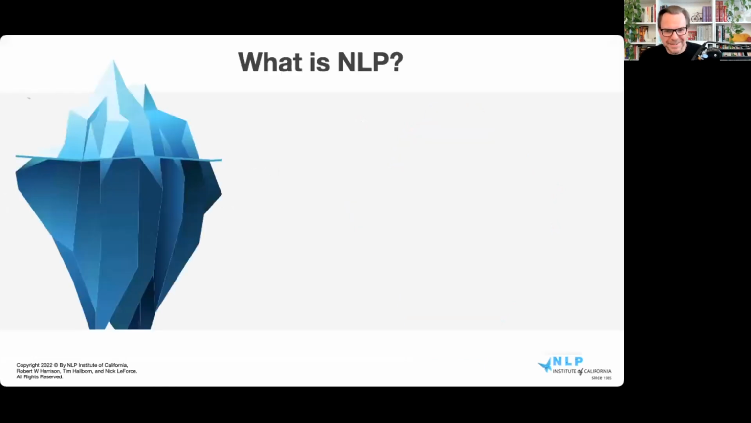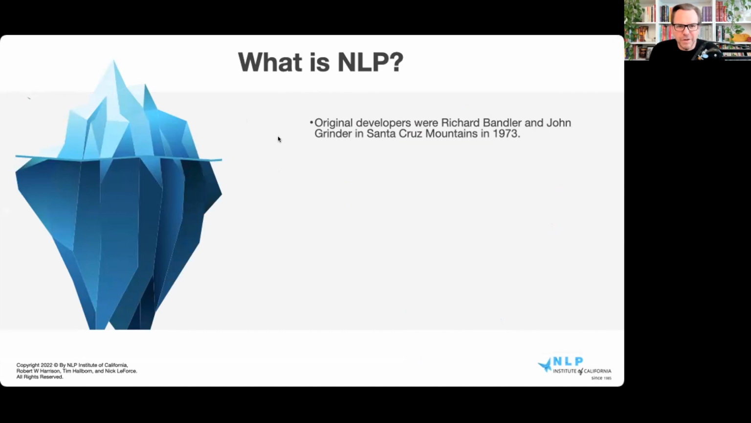So what is NLP? NLP is short for Neuro-Linguistic Programming. It was originally developed by Richard Bandler and John Grinder in the Santa Cruz Mountains in 1973, as I heard it, over a bottle of red wine. At the time, Richard Bandler was a grad student and John Grinder was his professor. He was a linguistics professor. He was a very astute observer. And he was, at this time, teaching linguistics at University of Santa Cruz. Richard Bandler was his teaching assistant and a grad student there.